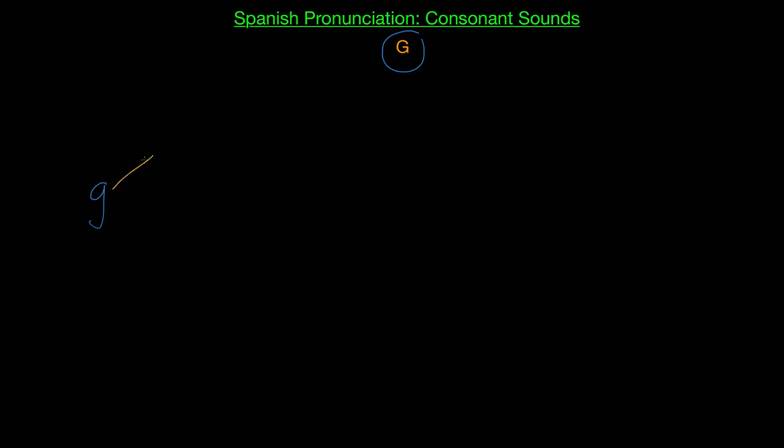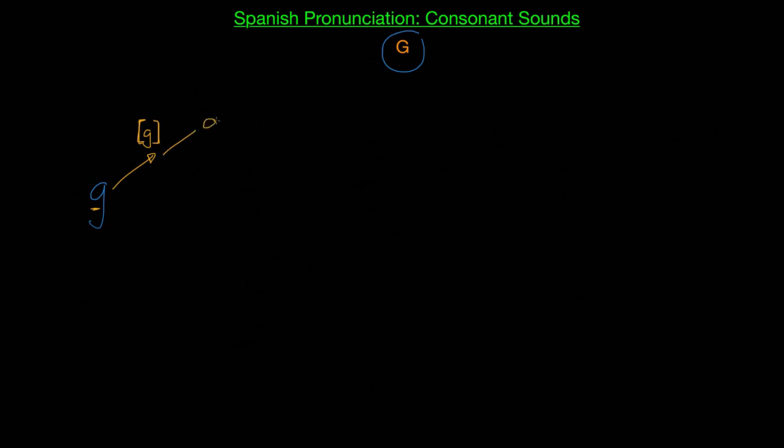One way is G, as in g. If you are into phonetics, this is the symbol of this sound g. When do I pronounce this letter? When do I pronounce this g as g? In four different circumstances.